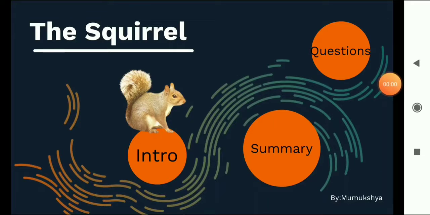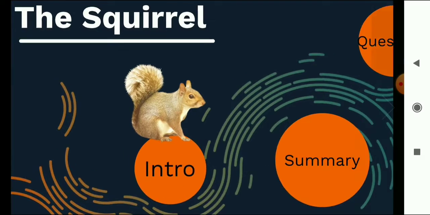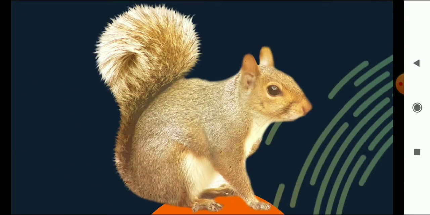Good morning, learners. Today we are going to do the first poem in our course, which is called The Squirrel. This poem is written by Mildred Bowers Armstrong. On your screen right now, you can see the picture of a squirrel.